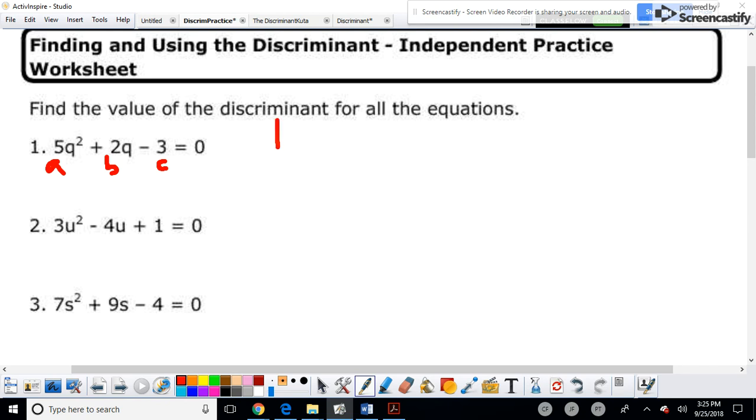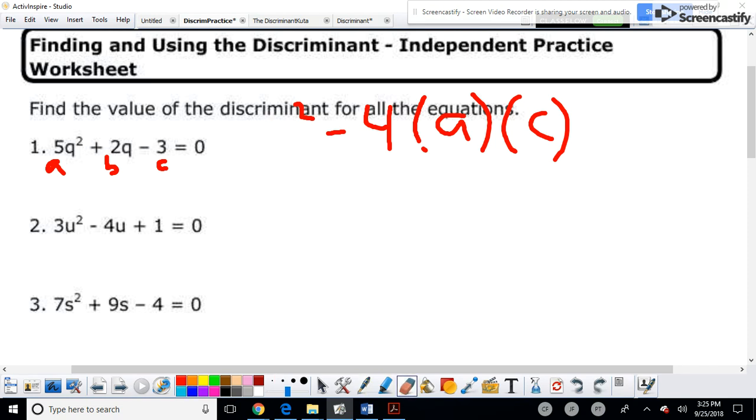So now I'm going to take my b squared minus 4 times a times c. That is the discriminant formula. All right. So all I have to do is substitute it. I know b is 2, so we'll take out the b and put in a 2. I'm going to take out the a and put in a 5. I can do this quickly. And take out the c, and I'm going to put in a negative 3.